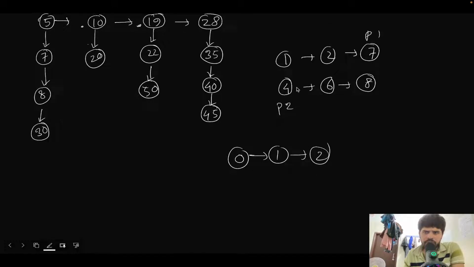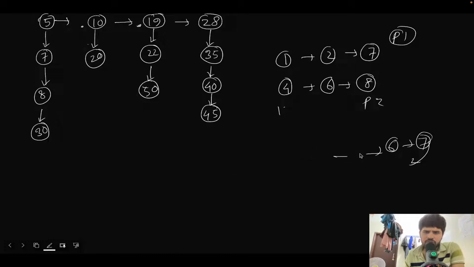What is the minimum? 2. So let's take it here and move to the next. P1 will point here. Which is minimum? 4. So let's take 4. Then P2 will point here. Which is minimum? 6. Let's take 6. Then we have 7. When P1 points out of bound, we will just add whatever value we have at P2.next, where P2 is pointing. In this way, we can merge two sorted lists pretty easily.